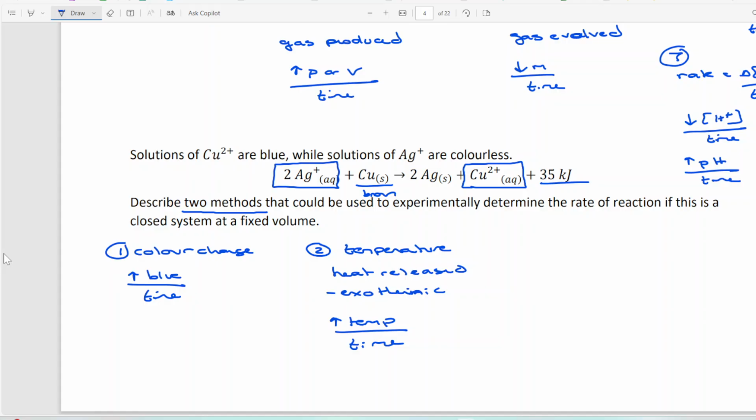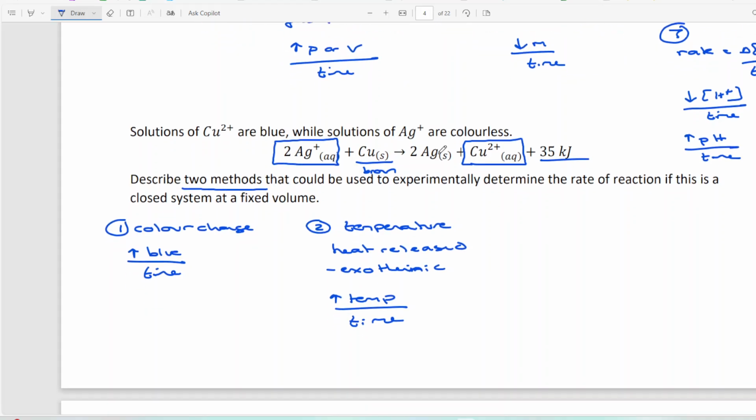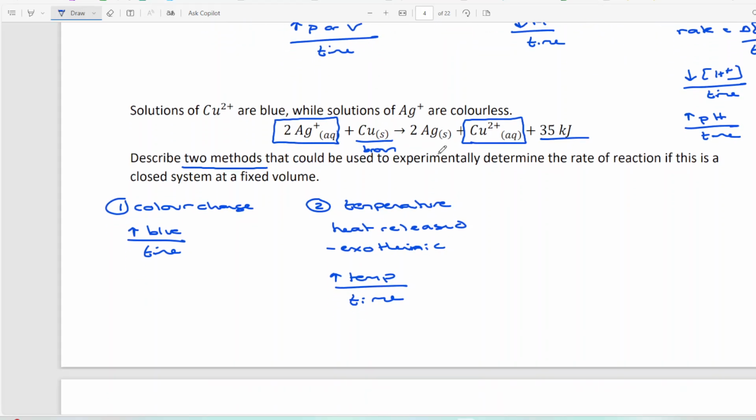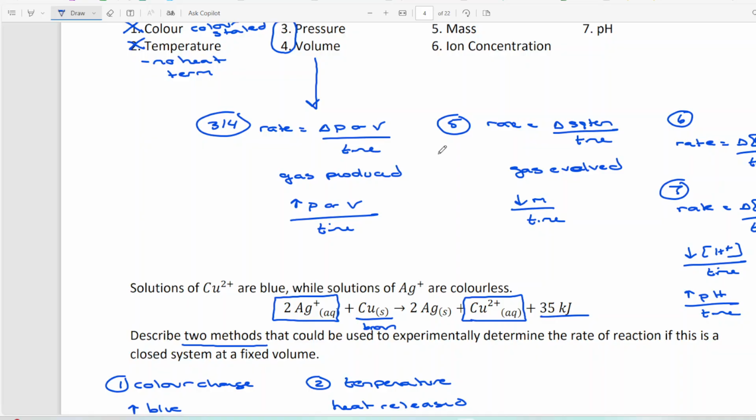Okay. What about 3 and 4? 3 and 4 being our pressure and volume. Is there a gas evolved? Nope. Okay. What about mass? Well, we have a solid as a reactant, and we also have a solid as a product. And again, no gas evolved. So like if you knew you could specifically take out copper solid and monitor it, but that would be quite tricky. And since no gas is evolved, you can't do mass of system over time. So I'm going to skip that one.